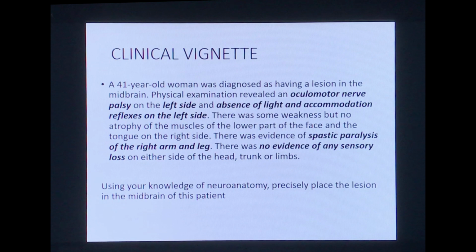There was evidence of spastic paralysis of the right arm and leg. So on the left side there was oculomotor nerve palsy and absence of light and accommodation reflex, but on the right side there was weakness of the lower part of the face and tongue, and spastic paralysis of the right arm and leg. Spastic paralysis means it is a kind of upper motor neuron lesion. There was no evidence of any sensory loss on either side of the head, trunk or limbs. So let us gain the knowledge of the neuroanatomy of the midbrain, and then we can correlate it with this clinical case.